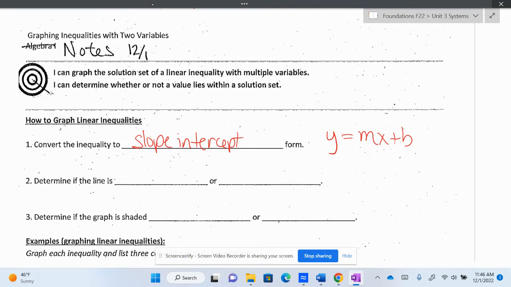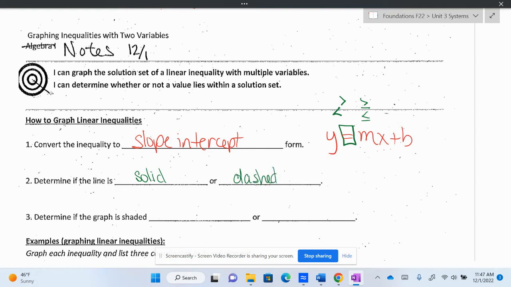The only difference between the y equals mx plus b is that this equal sign is going to be replaced with either a greater than or a less than or a greater than or equal to or a less than or equal to. Okay, that's the only difference. We need to determine, think about when we graphed linear inequalities, if the line is going to be solid or dashed.